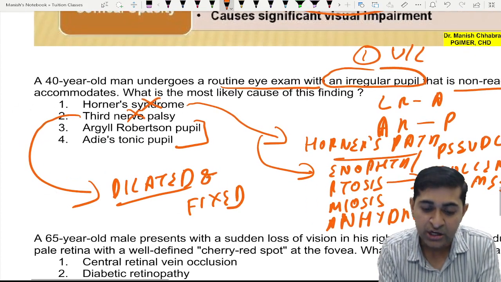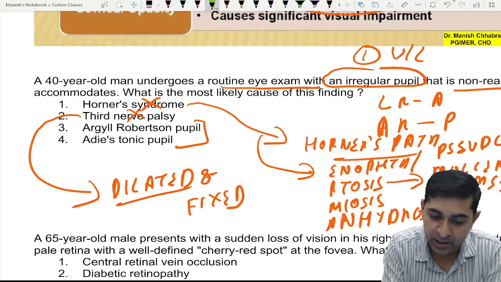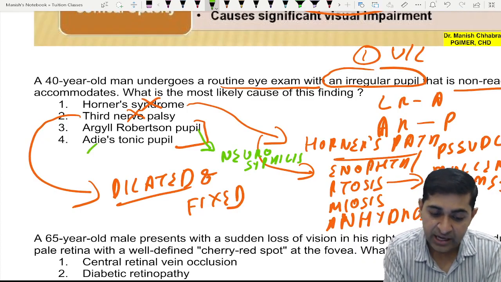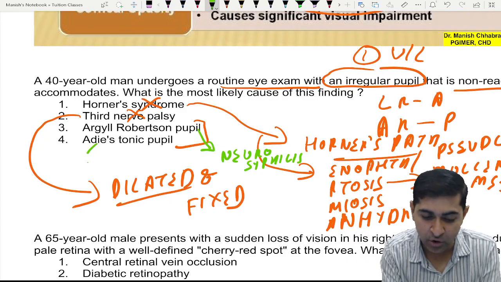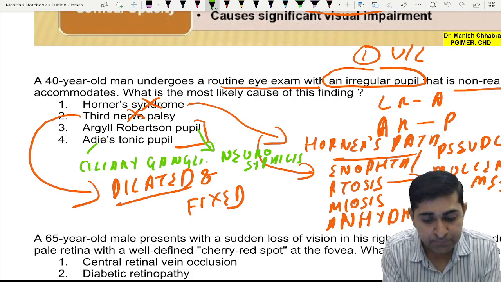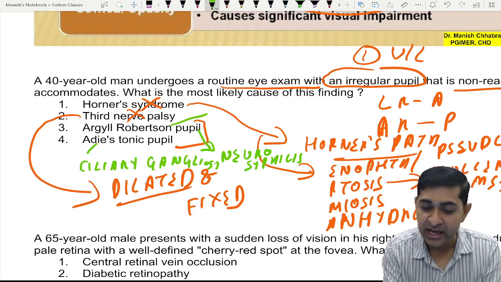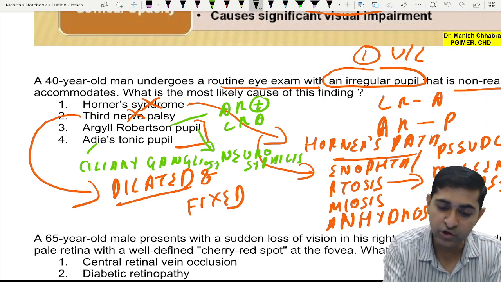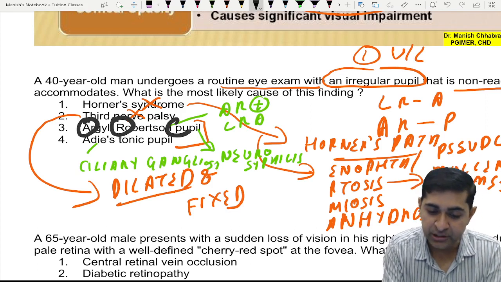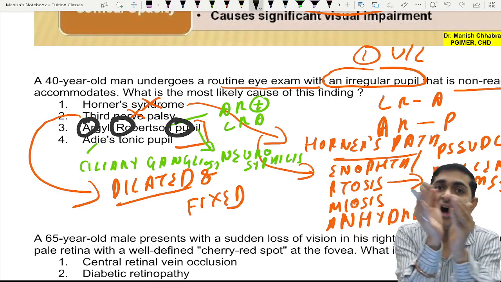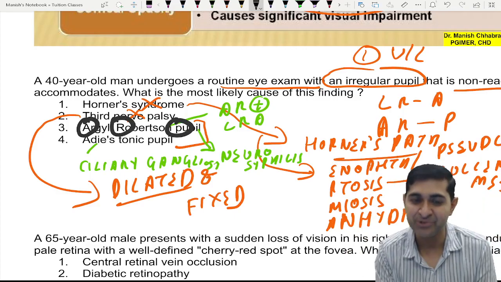Now coming down to these two. Argyll-Robertson pupil, the common cause is neurosyphilis. Adie's tonic pupil, the common cause is ciliary ganglionitis. Now in both pupils, accommodation reflex is present and light reflex is absent. How will you remember? ARP: accommodation reflex is present. Reverse it, PRA: pupillary light reflex is absent. Done.